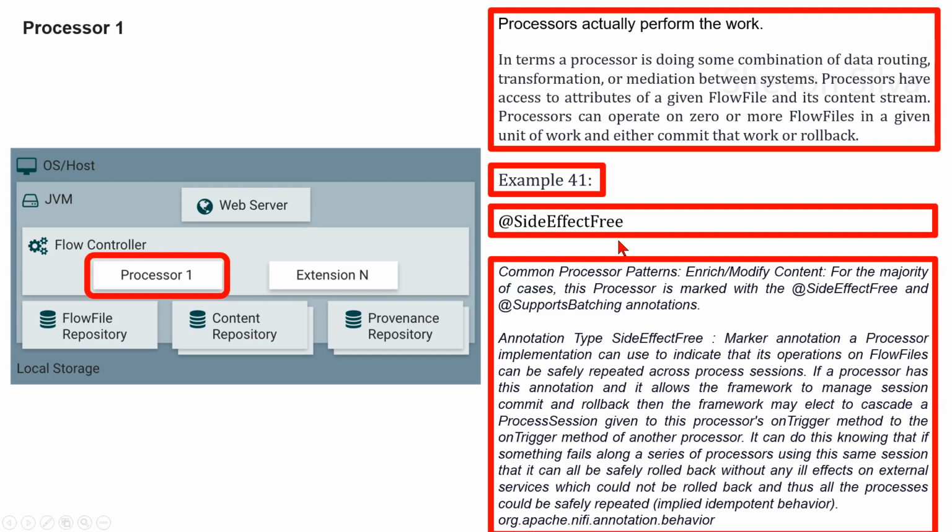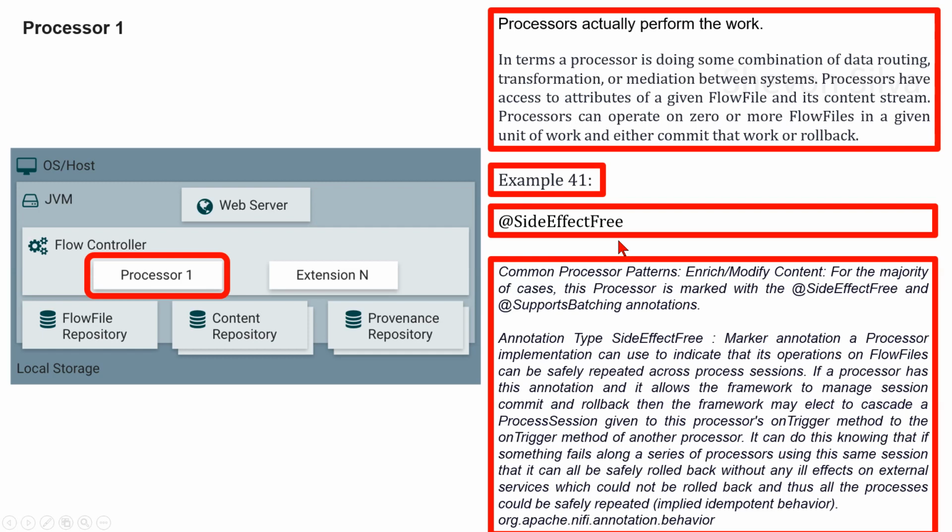the process session given to this processor's onTrigger method to the onTrigger method of another processor. It can do this knowing that if something fails along a series of processors using the same session, it can all be safely rolled back without any ill effect on external services which could not be rolled back, and thus all the processing could be safely repeated, implementing idempotent behavior. This is in the package org.apache.nifi.annotation.behavior.